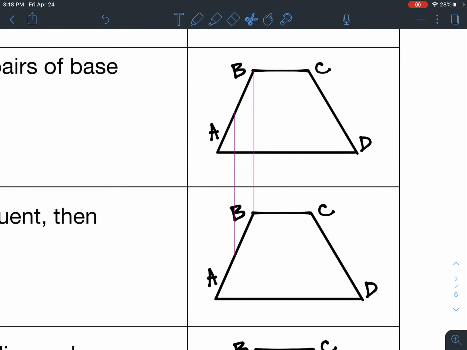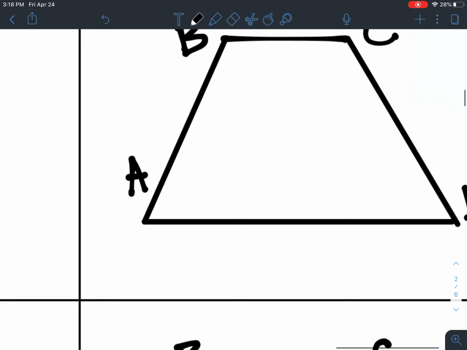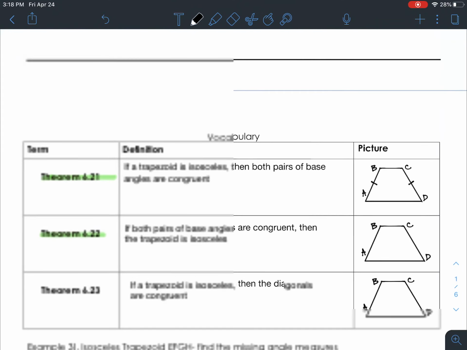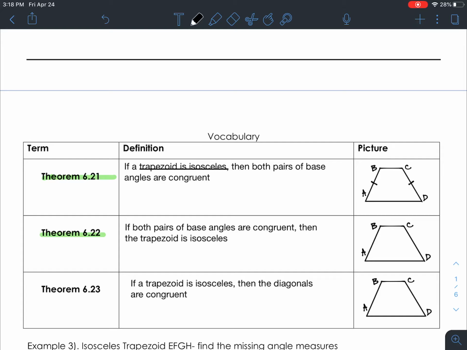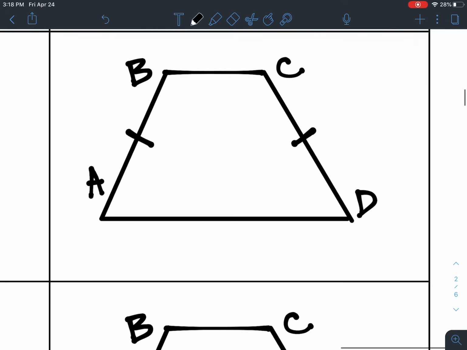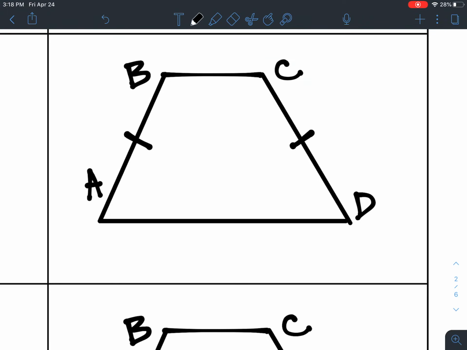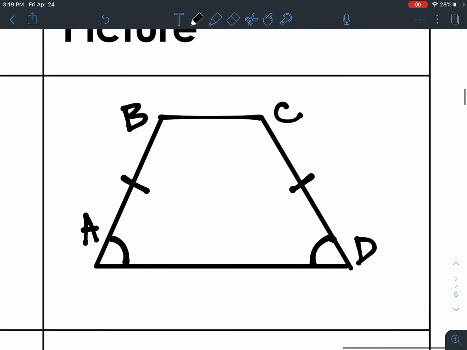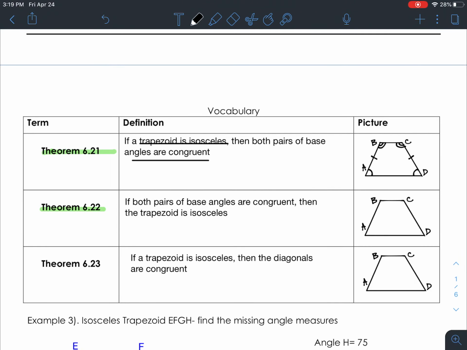To start here, we know that this is isosceles, so I'm going to state that AB is congruent to CD. What this theorem is saying is that if we know it's isosceles, then both pairs of base angles are congruent. In this picture, AD and BC are our bases, so our base angles are the angles along those. Angle A and angle D are a pair of base angles, which means that angle A has to be congruent to angle D. Same idea: B and C are a pair of base angles, which means that angle B is congruent to angle C. That's what this theorem is saying.